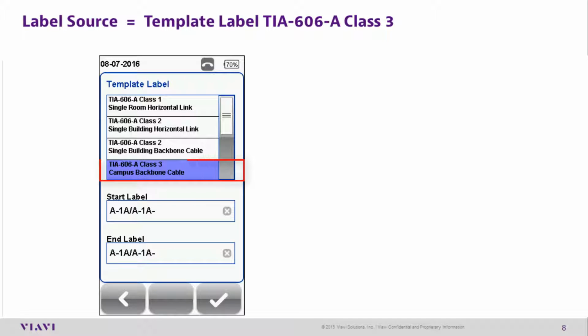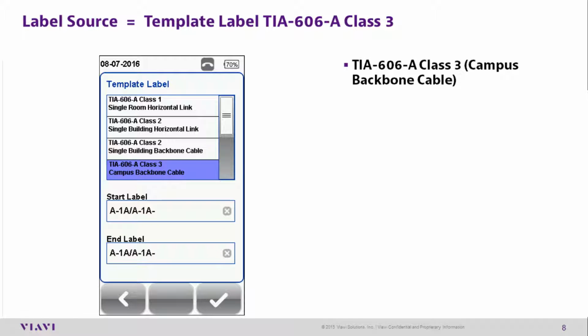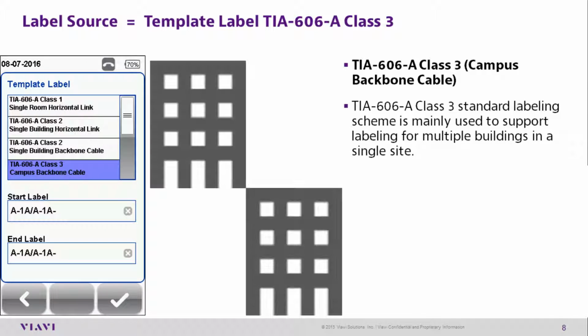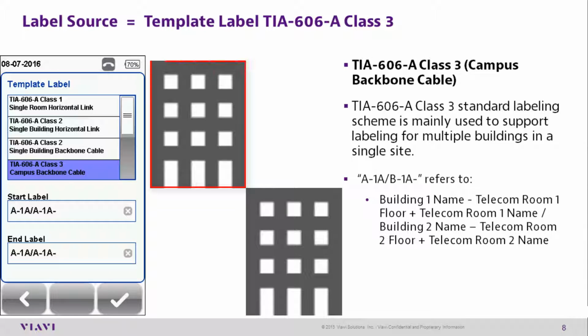Template label TIA 606 Alpha Class 3, Campus Backbone Cable. This standard labeling scheme is mainly used to support labeling for multiple buildings in a single site. A-1A/B-1A refers to the name of the first building, the floor of the first telecommunications room, and the name of the first telecommunications room. Then, the name of the second building, the floor of the second telecommunications room, and the name of the second telecommunications room.